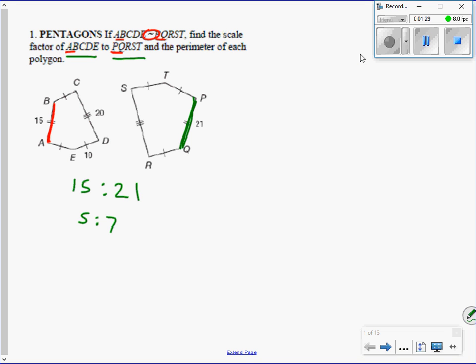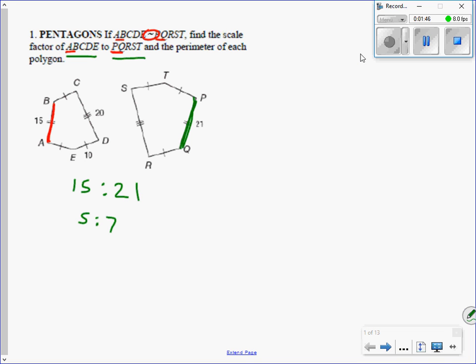Scale factors can be written a bunch of different ways. Sometimes they're both integers like this, reduced. Sometimes it's a 1 to something, and sometimes it's a something to 1. But this is probably the simplest way, just to reduce that like you would reduce a fraction.